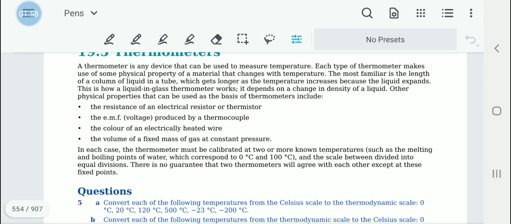What is to calibrate? To calibrate is to mark from 0 to 10, this is the change that happens, 10 to 20, this is the change that happens. So like that, we calibrate. We fix the melting point and then the boiling point of water, that is 0 to 100. So we mark these things, and the scale between the two quantities is divided into equal divisions, right?